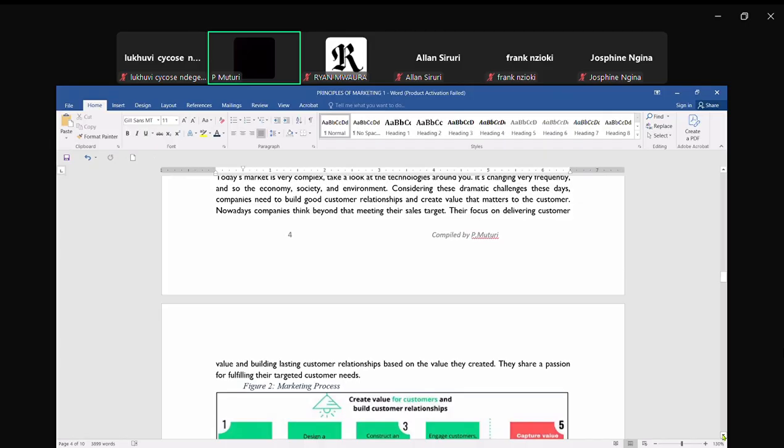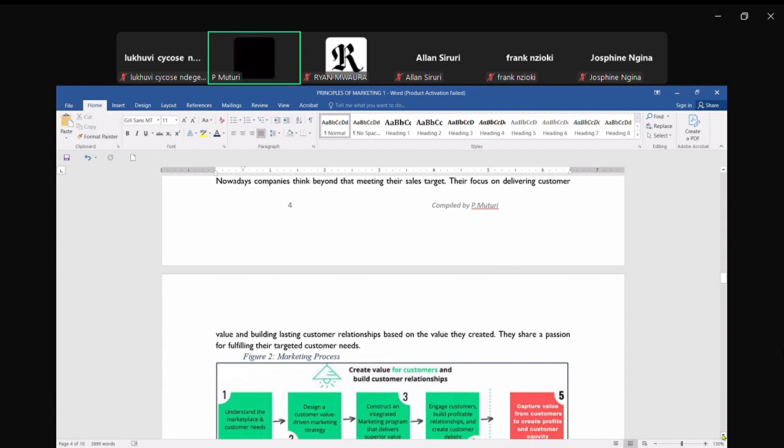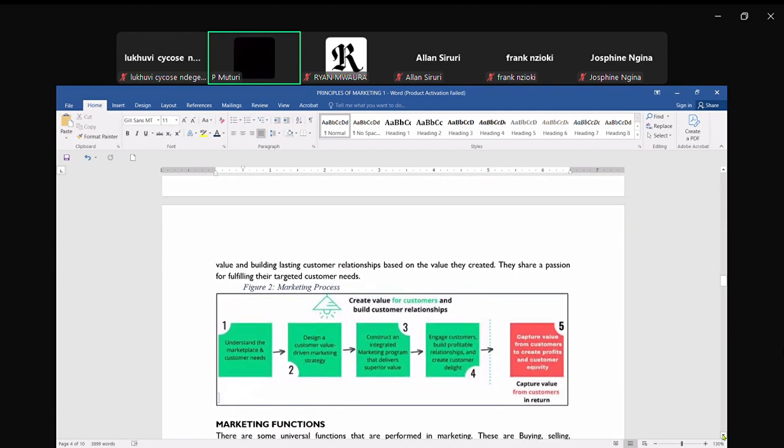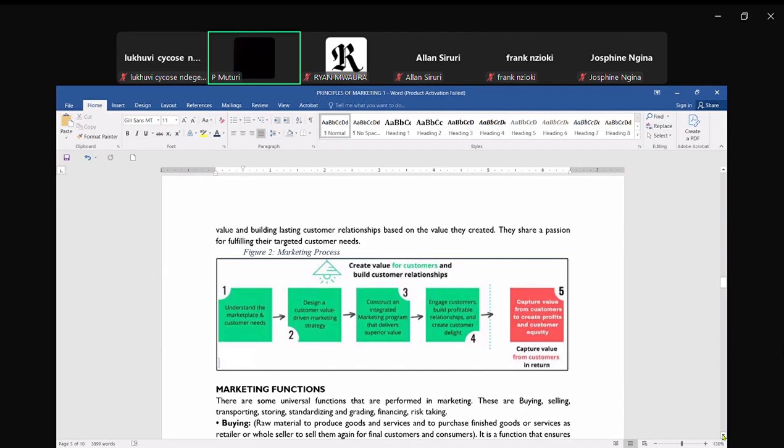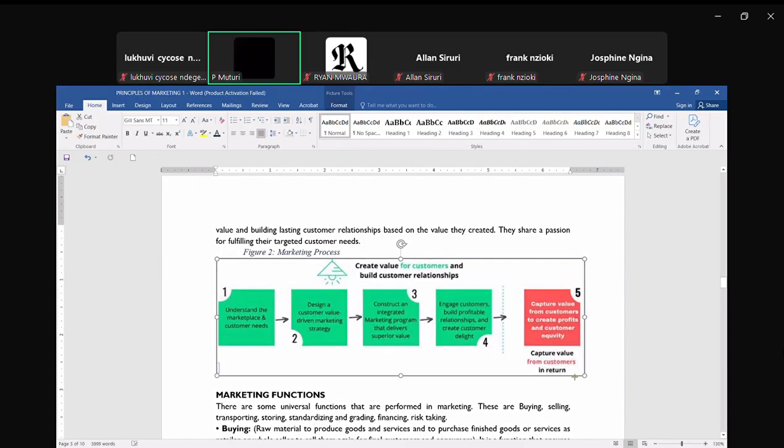And I think we have said this quite a number of times. Delivering customer value, we talked about customer value being a key concept in marketing. A core concept. We also talked about quality. So delivering customer value and also building lasting or long-term customer relationships. Now, we can look at the marketing process using this diagram here. The marketing process.